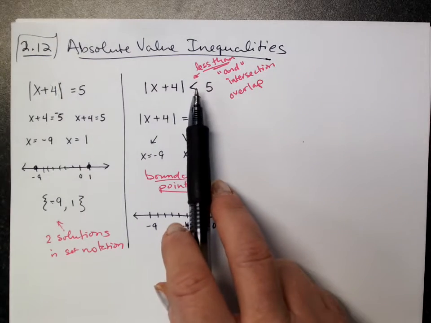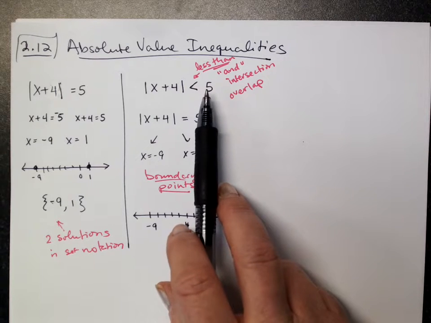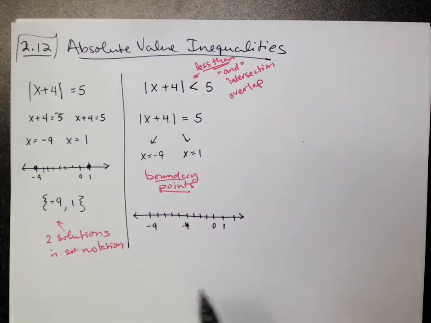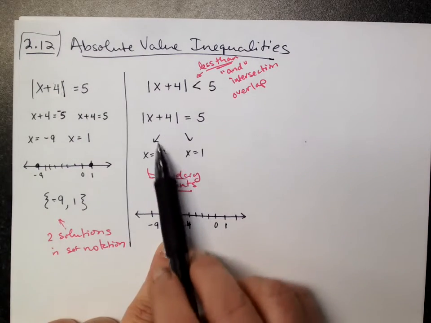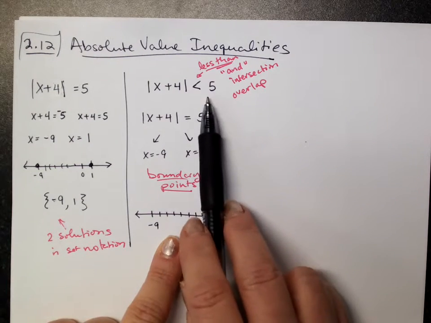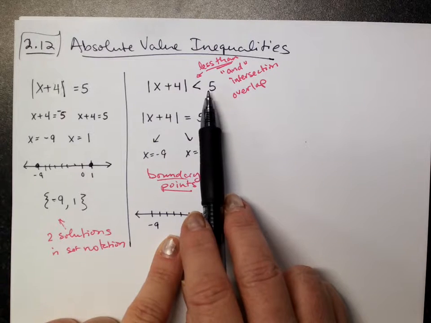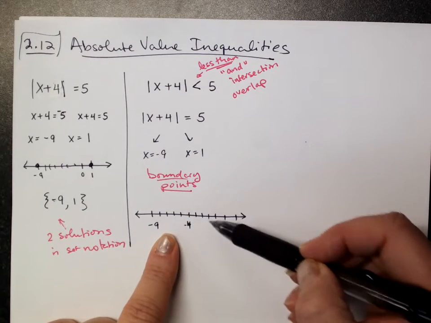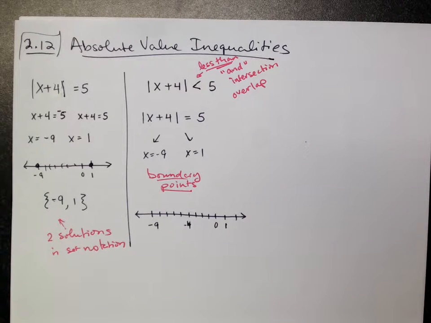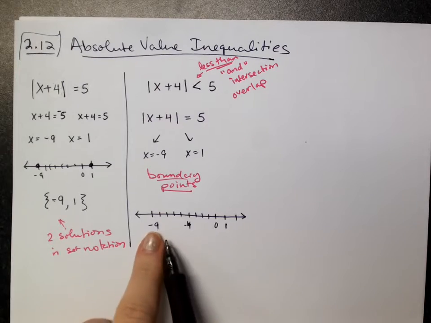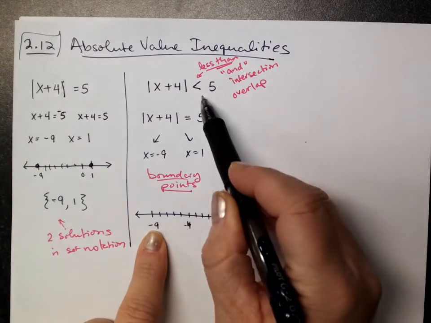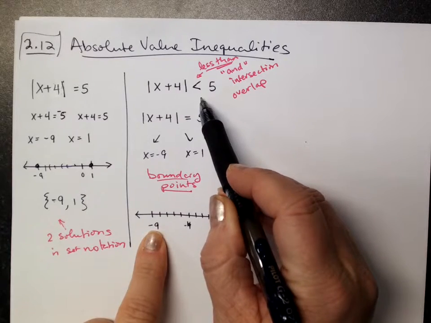Here, though, our solutions are not equal to 5 units away from the anchor point. They are less than 5 units away from the anchor point. So all of our solutions, all the values of x, must be less than 5 units from the anchor point. So am I going to color in between the numbers or pushing away from the boundaries? Negative 9 right here is 5 units away, but I want my solutions to be less than 5 units away.